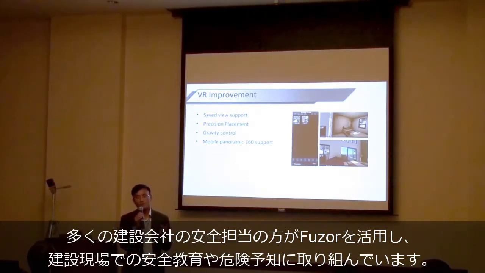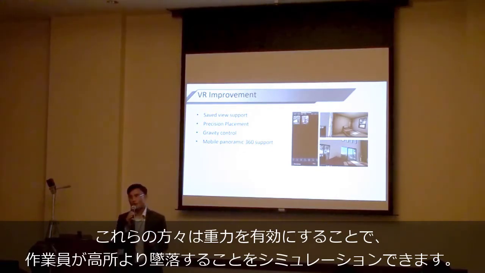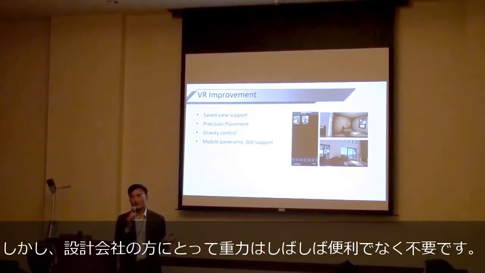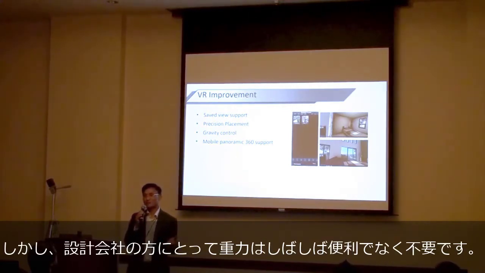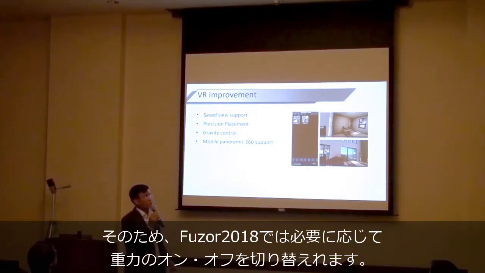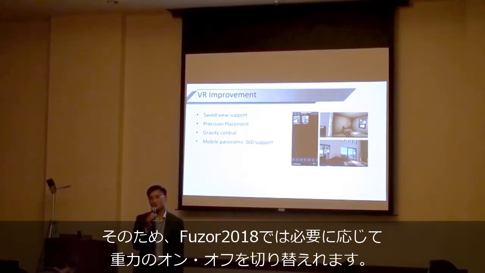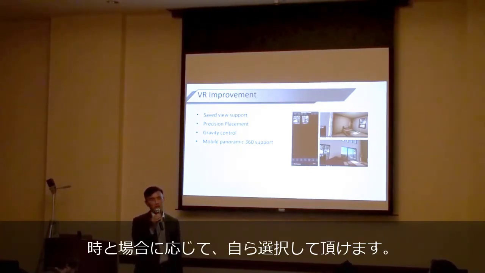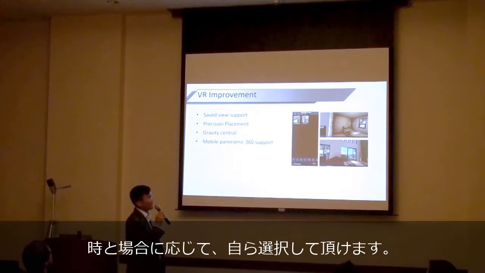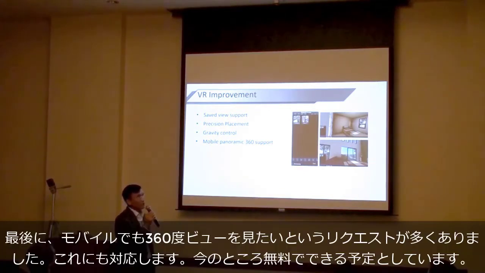We also know that a lot of construction safety people use us to practice or even identify dangers on the construction site. They want gravity control. That's good for them, so they can simulate if people accidentally fall from a high level. But for the architect, it's not very good because it blocks you sometimes, since we have a full collision model. So the new version allows you to turn it on and off. In different situations, you can select what you want to do.